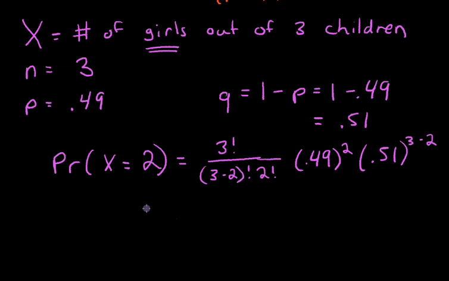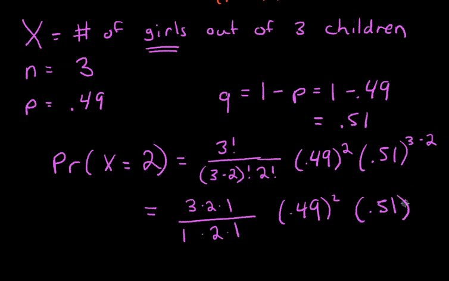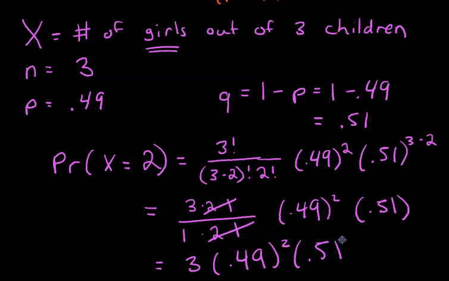So 3 factorial is 3 times 2 times 1. 3 minus 2 is 1, so 1 factorial is just 1. And then 2 factorial is 2 times 1, times 0.49 squared, times 0.51. 3 minus 2 is just 1, so to the first power. Okay, there's some cancellation here. These cancel, so 3 divided by 1, which is just 3. So the number of ways you can have 2 girls out of 3 children is 3. That's what this front number represents, the number of combinations that you can have, 2 successes out of 3 trials.